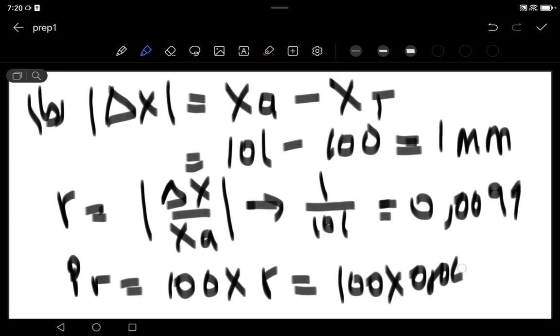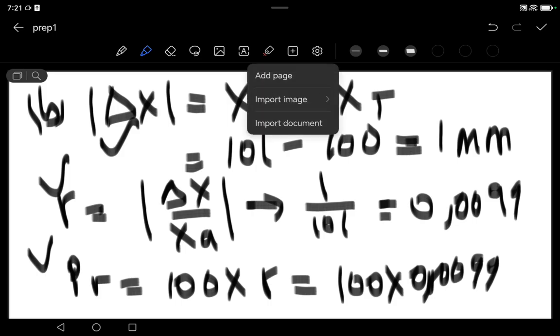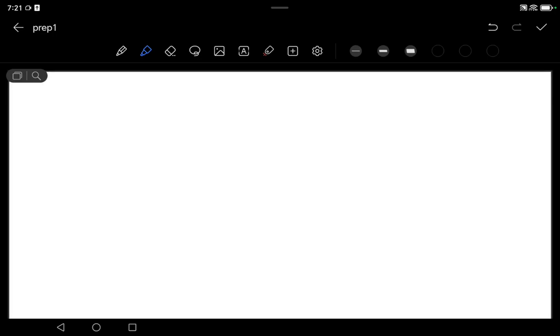That's what we do under errors: absolute error, relative error, and then percentage error. Okay, now let's go to number 2. Am I too fast? No, I understand you very well. Okay, no problem. So moving forward, number 2 under activity 1.1.